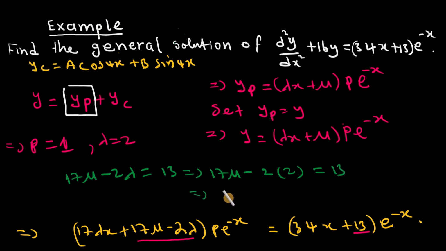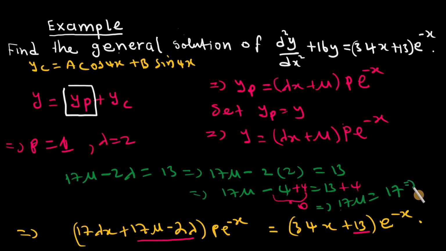That means 17 mu minus 4 is equal to 13. You see, if I add 4 to both sides of this equation, this one will turn to 0. That means 17 mu will be equal to 17. That's 13 plus 4 is 17. Now this means mu is equal to 1. That's if I divide this by 17, 17 here will cancel, I'll have 1. It means here mu is equal to 1.